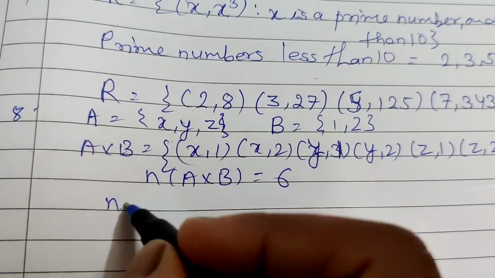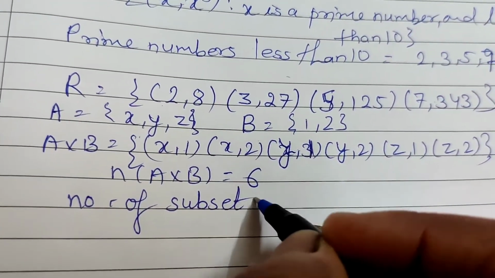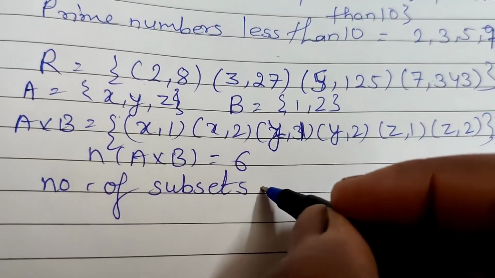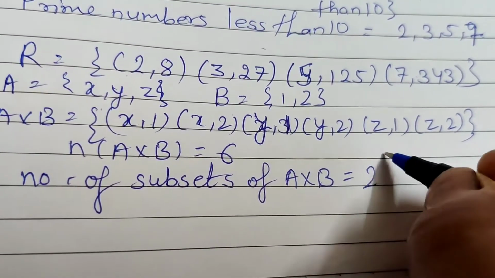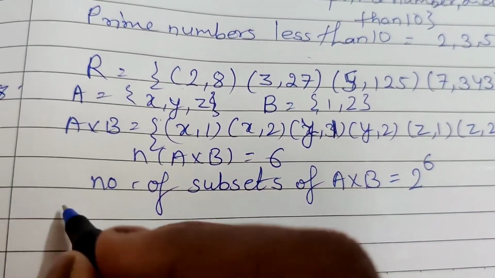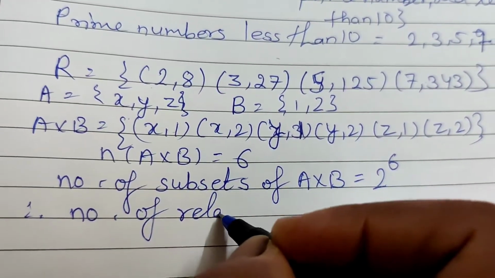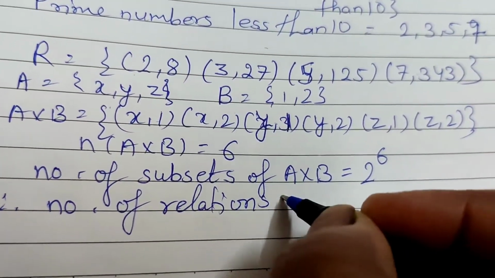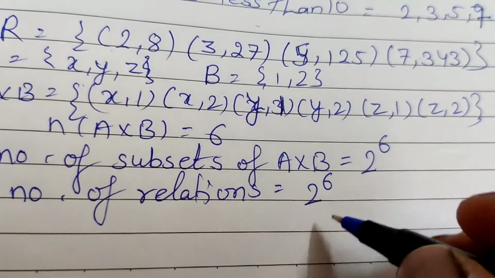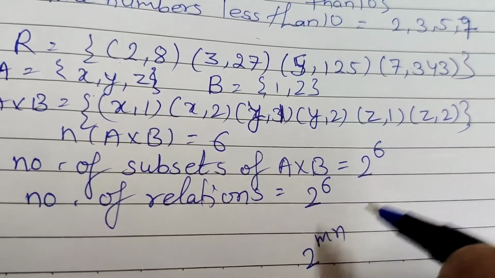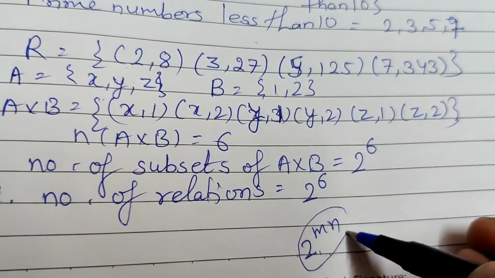Then the number of subsets of any set is 2 raised to the power n. It means 2 raised to the power 6. Therefore, the number of relations is equal to 2 raised to the power m times n. The formula was m into n. It means 2 raised to the power 3 into 2, which is 2 raised to the power 6.